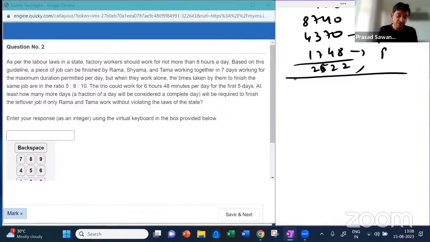The trio could work for 6 hours 48 minutes per day for the first 5 days. At least how many more days will be required to finish the job if only Rama and Tama work without violating the laws of the state?